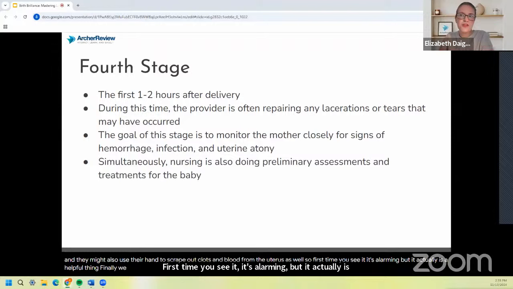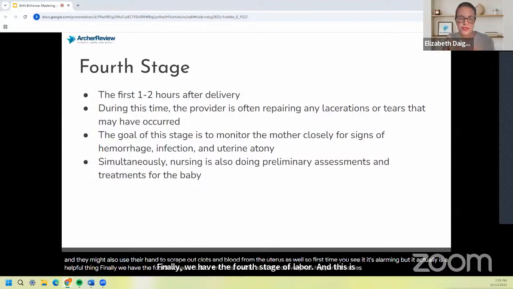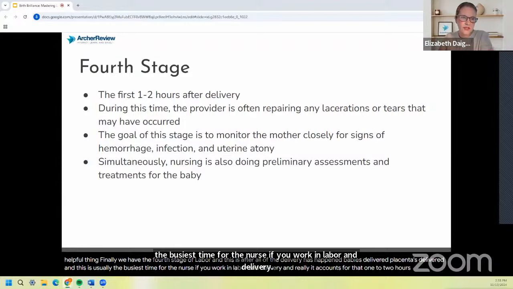Finally, we have the fourth stage of labor. And this is after all of the delivery has happened. Baby's delivered, placenta's delivered. And this is usually the busiest time for the nurse if you work in labor and delivery. And really, it accounts for that 1 to 2 hours after delivery.